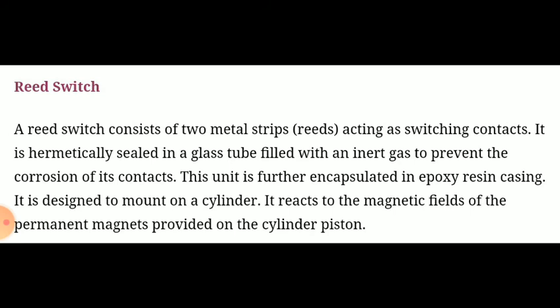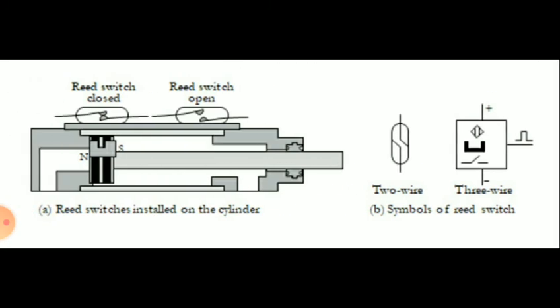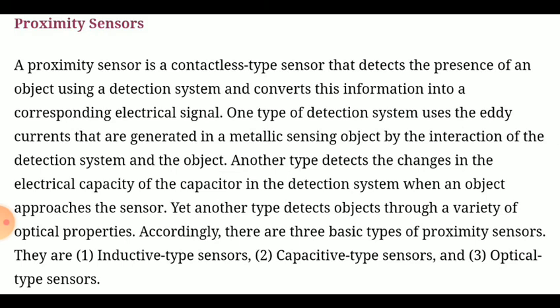This unit is further encapsulated in an epoxy resin casing. It is designed to mount on a cylinder. It reacts to the magnetic fields of the permanent magnets provided on a cylinder piston. So this is a diagram of reed switch, and on the right hand side the symbols for reed switch are given.